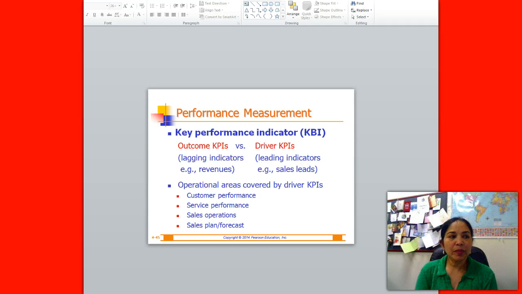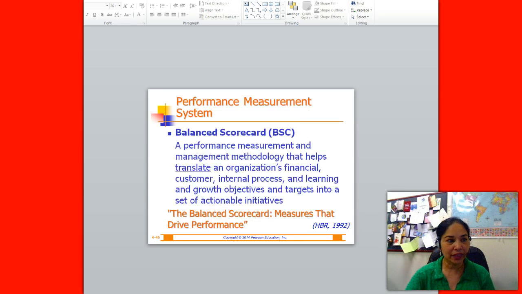Okay, then we will be talking about key performance indicators, the outcome KPIs versus the driver KPIs. Outcome KPIs will be lagging indicators like revenues, and driver KPIs leading indicators, for example sales lead. And operational areas covered by driver KPIs are customer performance, service performance, sales operations, sales plan, forecast, etc.